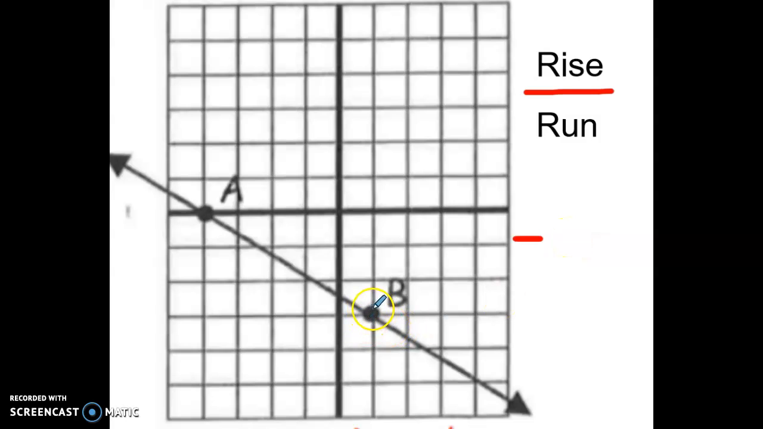Start at the most bottom coordinate or point, and you're going to count the rise. I am rising 1, 2, 3, all over the run, and I'm running to the left. 1, 2, 3, 4, 5. So my slope is negative 3 over 5.